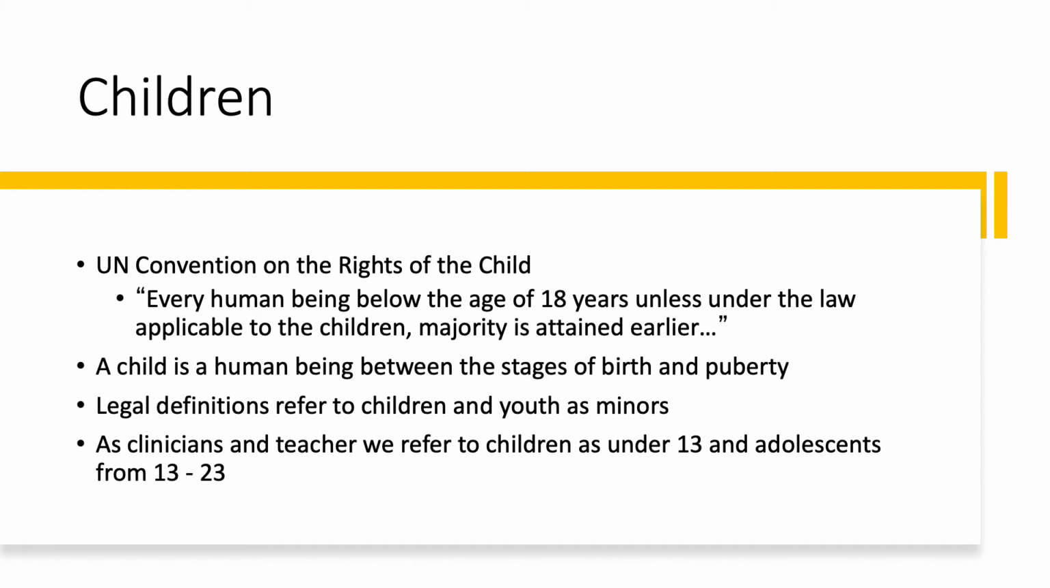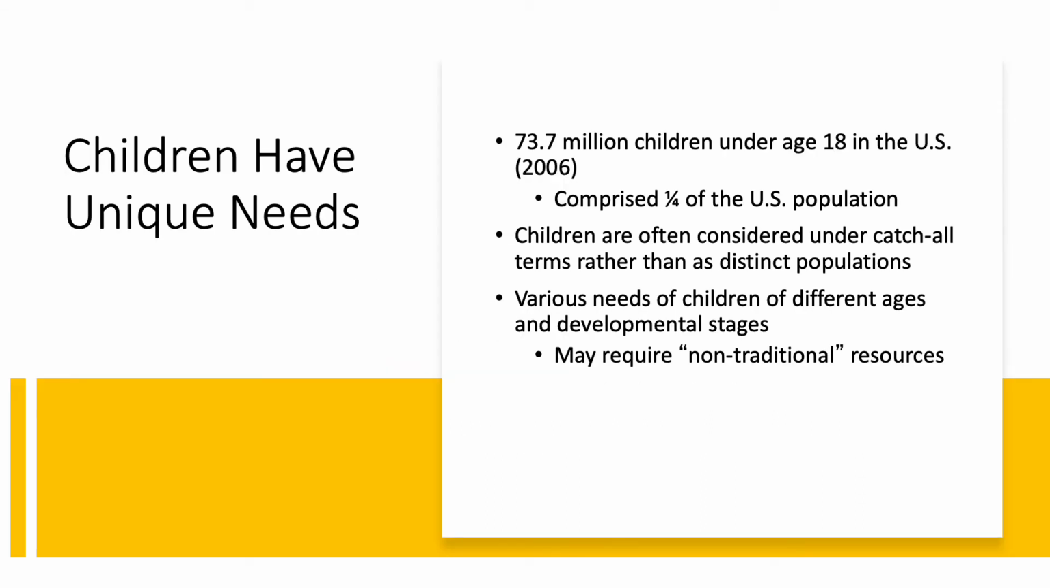The UN Convention on the Rights of the Child said that every human being below the age of 18 years, unless under law applicable to children... let me rephrase this. Children are under the age of 18 unless there's some applicable law that says it's something different. A child is a human being between the stages of birth and puberty. Legal definitions refer to children and youth as minors. As clinicians and teachers, we refer to children under the age of 18 and adolescents, and this varies between 13 and 23. Some people set the 23 number at 21, and that varies depending on where you are. But children do have unique needs.